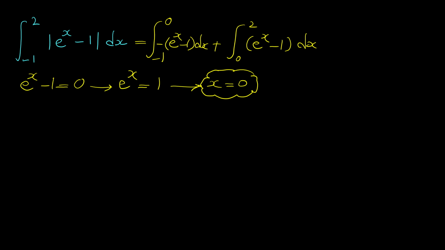Now we are ready to integrate and find the value of the integral. For the first integral, don't forget you have a negative outside. The integral of e to the x is e to the x, and the integral of negative 1 is negative x.